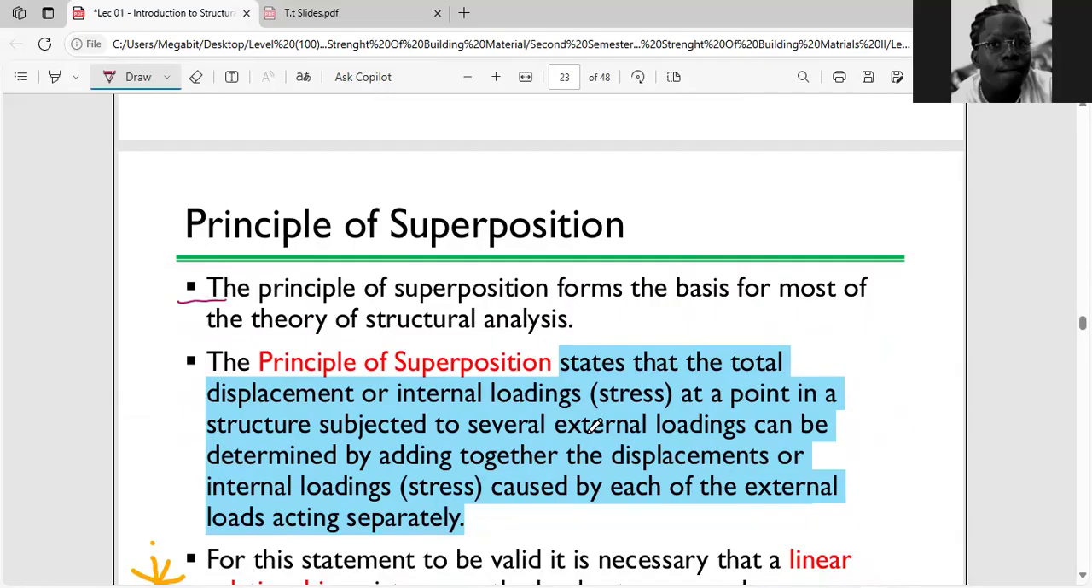The principle of superposition states that the total displacement or internal loading (stresses) at a point in a structure subjected to several external loadings can be determined by adding together the displacements or internal loadings (stresses) caused by each of the external loads acting separately.